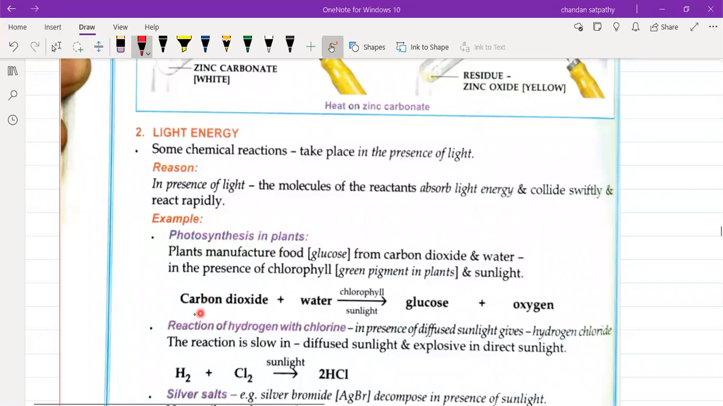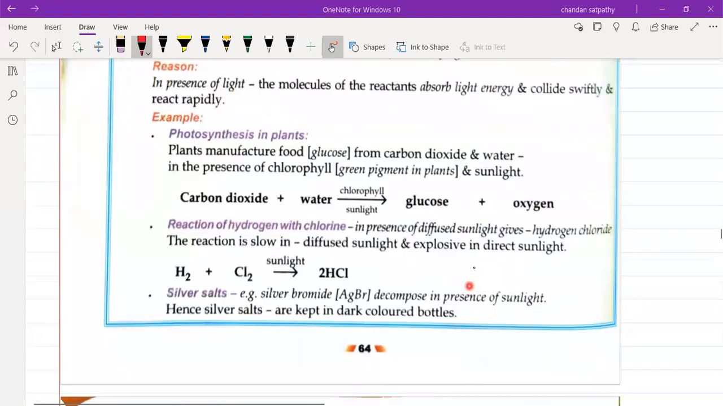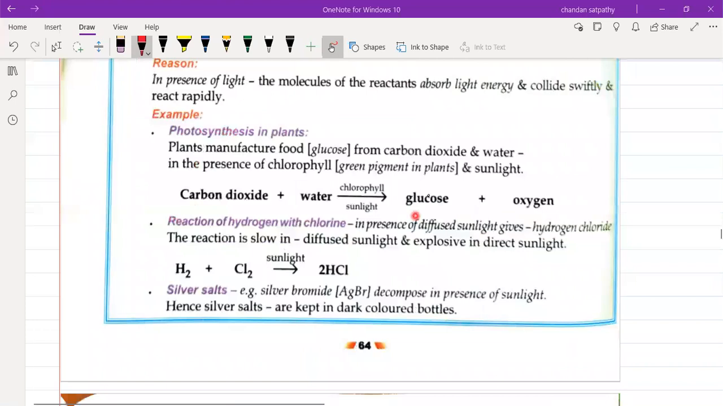So what happens in photosynthesis? Carbon dioxide combines with water in the presence of chlorophyll and sunlight. If there is no sunlight or no chlorophyll, then this reaction will not proceed. The products formed are glucose and oxygen. Glucose means our food. The food which we eat is nothing but glucose.